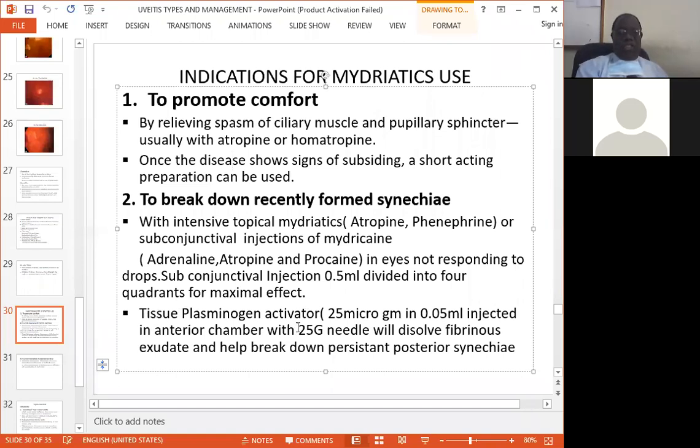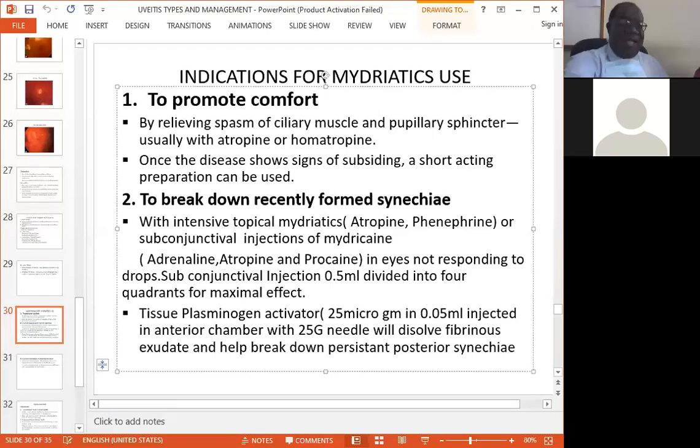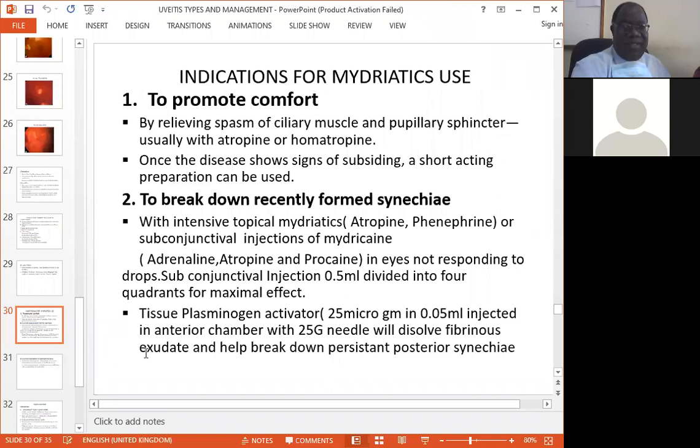Tissue plasminogen activator can be injected in the anterior chamber with a 25 G needle to dissolve that fibrous material, which is a fibrous exudate, and help break it down. This is like the end game. If you have tried everything and it's not working, you may try this. It will digest out all the fibrous stuff, all the persistent fibrin. It breaks them down, and the pupil is again able to dilate and constrict.